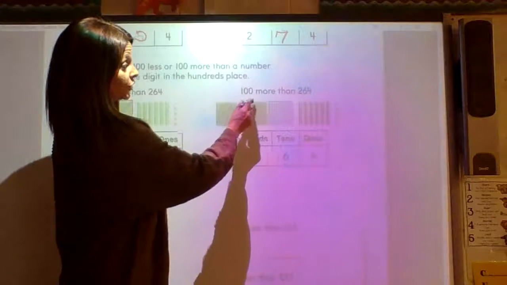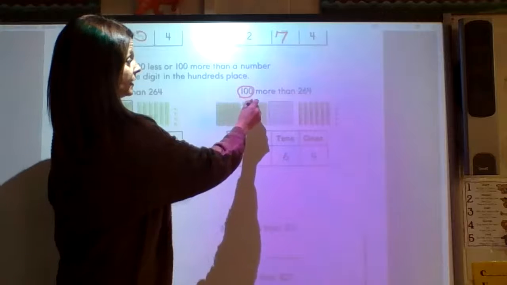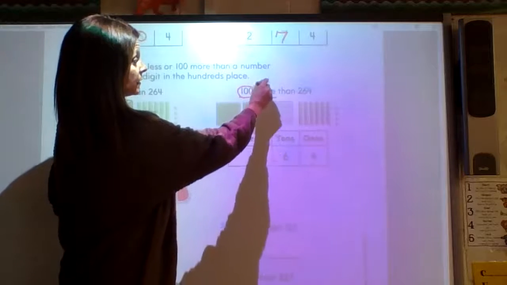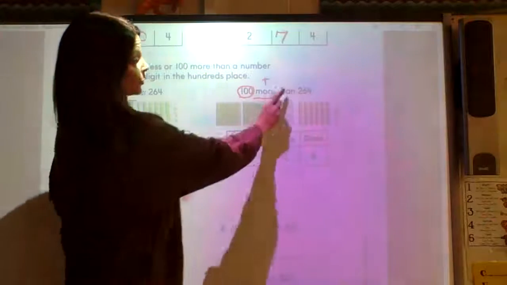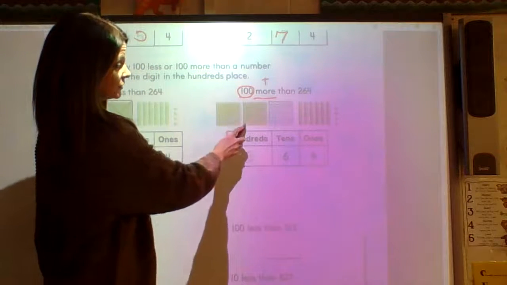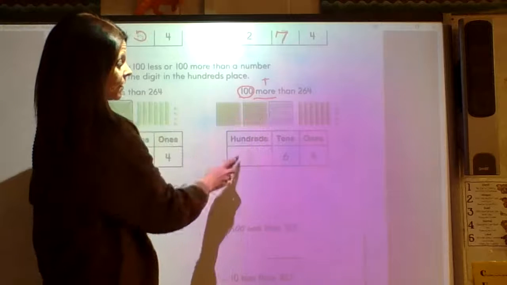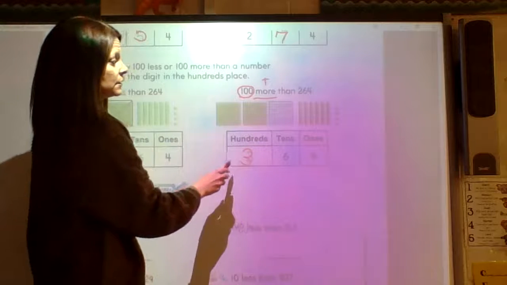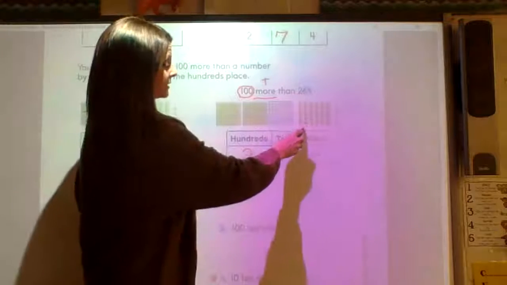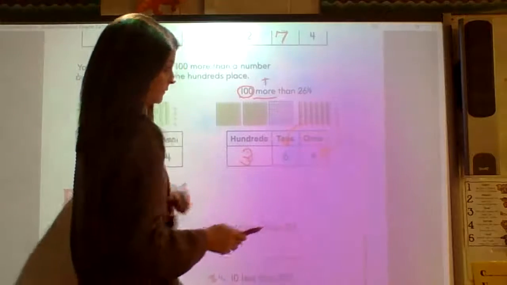If we're doing 100 more, remember we're looking at our number and what we're doing. If we're doing 100 more than 264, we had our 200s and we had to add another 100 on. Now we have 300s. We didn't do anything to our tens, and we didn't do anything to our ones.